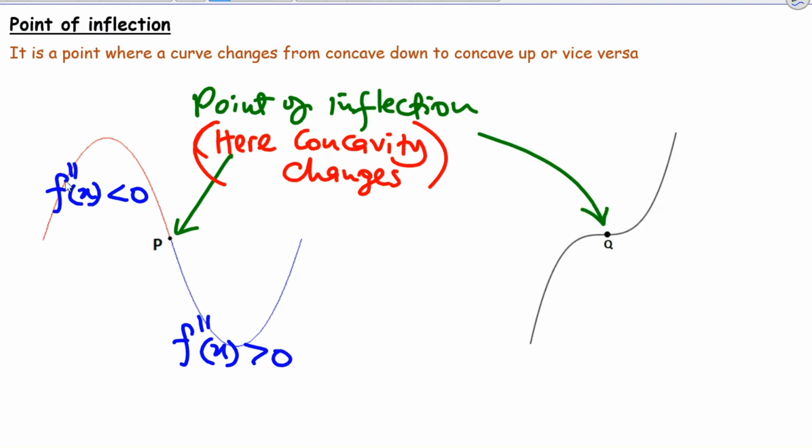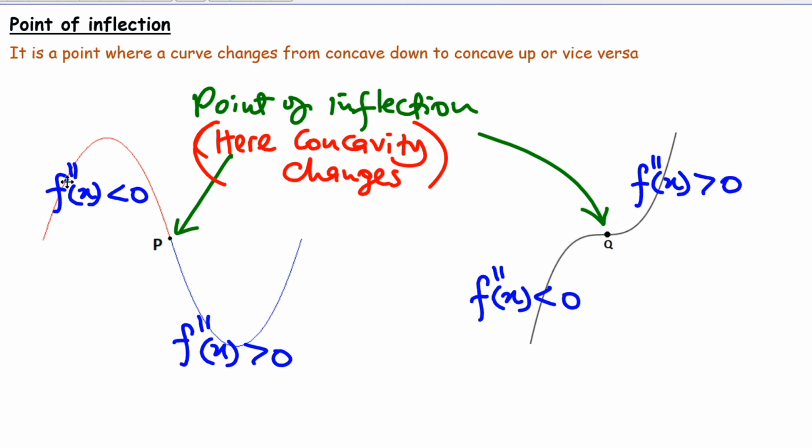But in terms of concavity, we can see that on the left, the gradient is decreasing, which means the gradient of the gradient will be less than 0. And on the right of the inflection point, the gradient is increasing, which means the gradient of the gradient will be greater than 0.